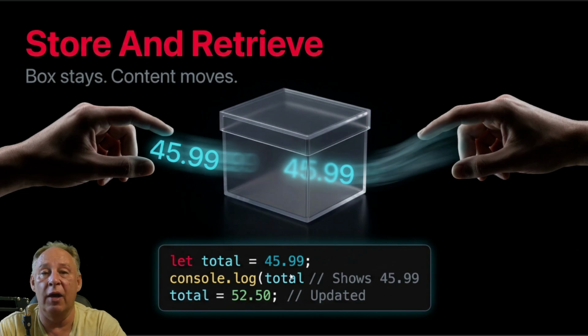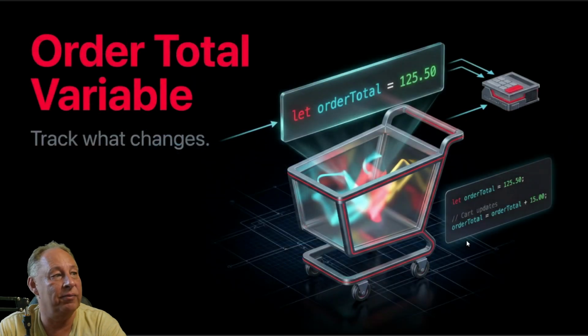But at the same time, you might do another, let's say, temperature reading, and now suddenly total becomes 52.5 because that's the latest temperature. So to change the variable, you simply say total equals 52.5. There I created it, there I changed it. Easy. If it was a constant and you try to change it, you'll get an error back that says constants can't be changed.